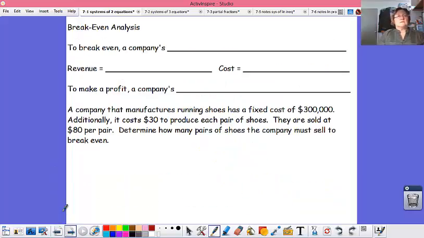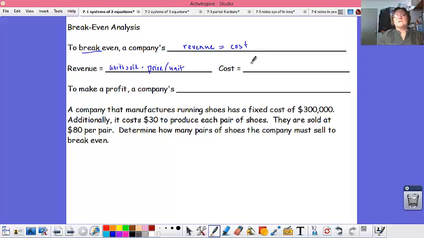And lastly, we want to talk a little bit about break-even analysis, and this again is something that you've done before. To break even means that a company's revenue, or their income, has to equal cost. There's no other way to break even other than what you sell covers how much it costs you to produce it. Revenue is the number of units sold times the price per unit. So if you sold 50 of them and they were $10 each, $500 would be your revenue.